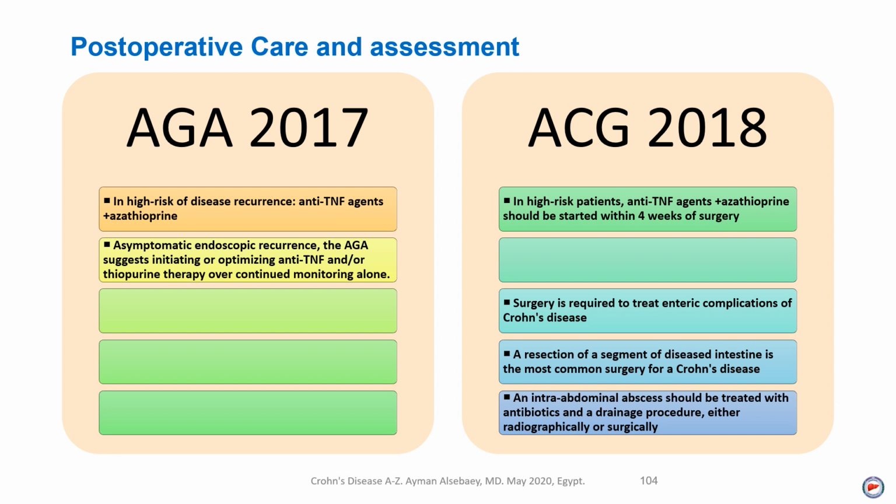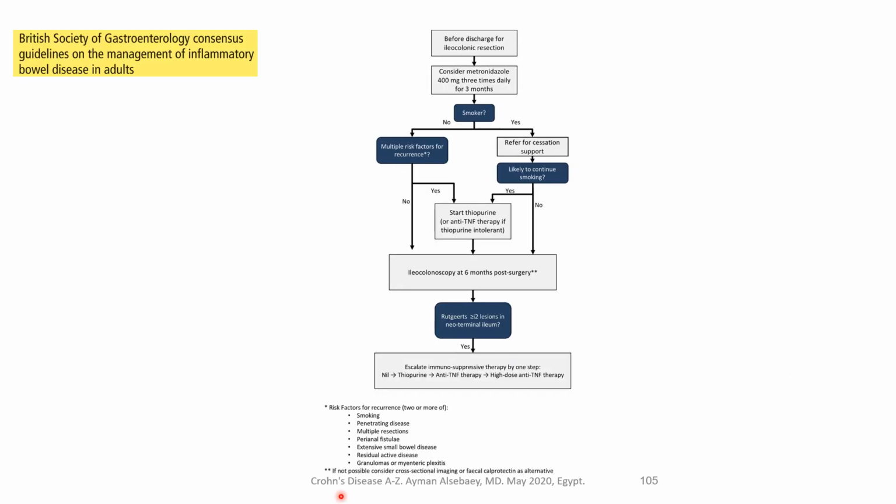Okay, this is a nice algorithm from the British Society. We will give this before discharge for ileocolic resection. We will give him antibiotics for 3 months. Okay, and we will see if the patient is a smoker or not. If he is a smoker, he must stop smoking. Refer him to a center to help him to stop it. If he is not a smoker, look for the risks for recurrence.